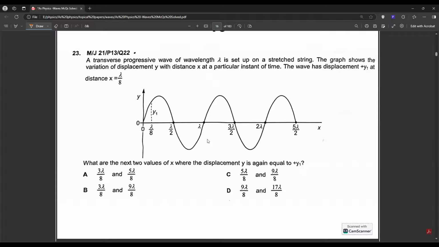Perfect. The wave has displacement plus y1 at a distance of x equals lambda over 8. What are the next two values of x where the displacement y is again equal to plus y1? First of all, the next value where displacement will be y1 is this. How can you calculate this? You can say this is lambda over 2 minus lambda over 8. Take an LCM, multiplied by 4. This gives you an answer of 3 lambda over 8. So I will choose an option which has 3 lambda over 8.